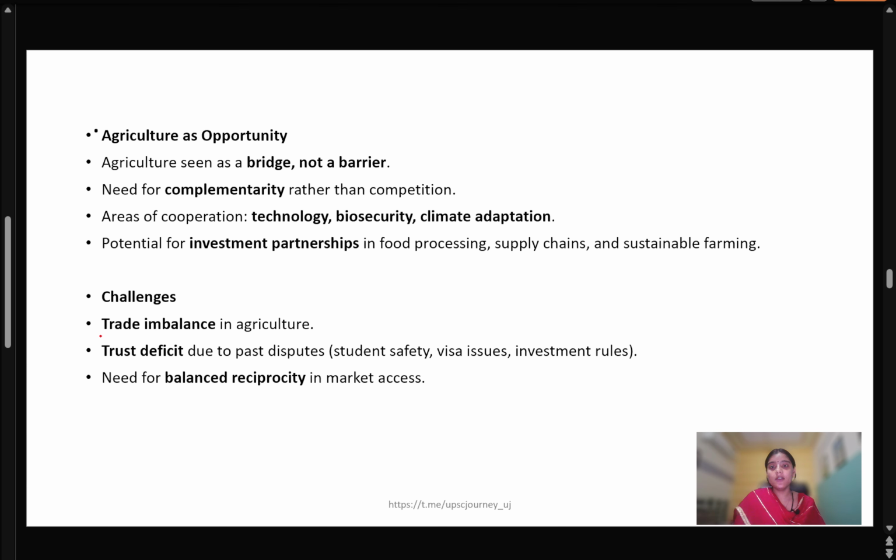Agriculture as an opportunity. Agriculture is seen as a bridge, not a barrier, between both countries. This needs to be complementary rather than a competition. So we need to have a very healthy relationship, not a competition, between both countries. Areas of cooperation are technology, biosecurity, and climate adaptation.